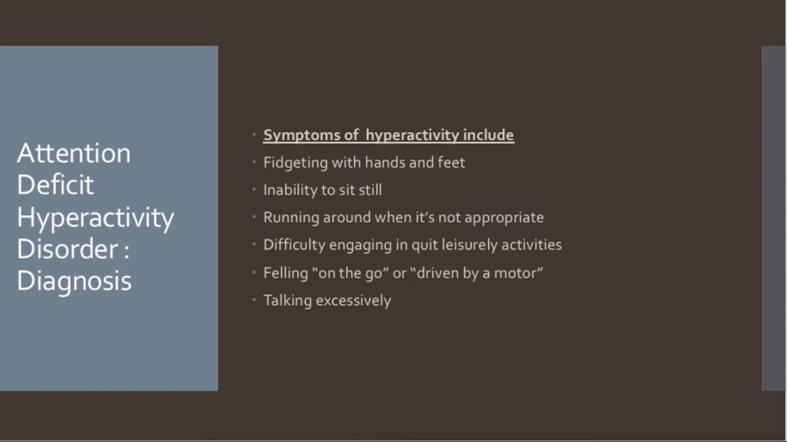The next set of symptoms are the hyperactivity symptoms, and the hyperactivity symptoms are more like the motor symptoms. So this will be where the child is fidgeting with their hands and feet all the time. They can't sit still in their chair. They tend to be running around when it's not appropriate. They have some difficulty engaging in any kind of quiet or leisurely activity. They may tell you that I feel like I'm always on the go, I feel like I can't stop moving, or like I'm driven by some kind of motor, and they may also be talking excessively.